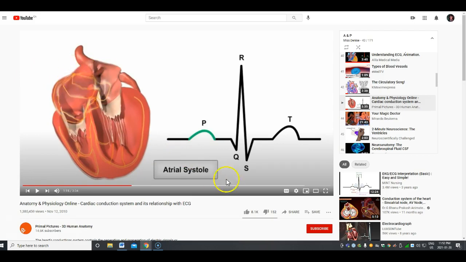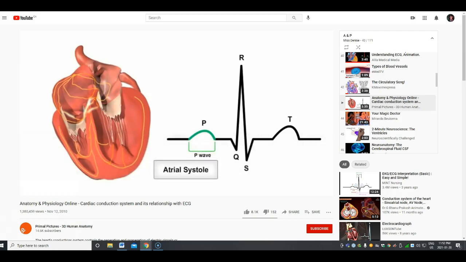Okay, let's look at that. So the P wave is associated with the signal starting in the SA node, the sinoatrial node, and then as the signal goes through the atrium, both the left and the right, it will cause the depolarization of the atrium and the contraction of the atrium, resulting in the P wave. On the ECG, this atrial depolarization is represented by the P wave.